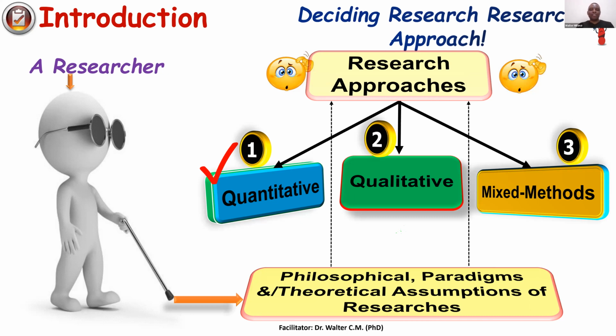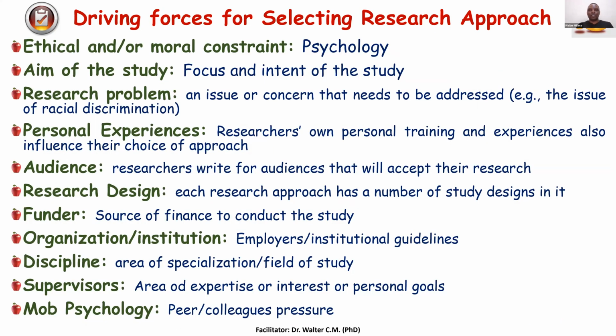So we have driving forces that inform us which research approach I should opt and use in my research. We have several of them, and I have selected some just to give you an overview and the basic knowledge of which criteria you should use to select a research approach for your study. So one of them is ethical or moral constraints.